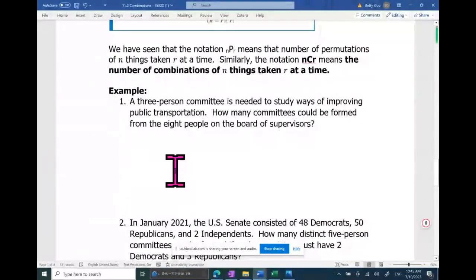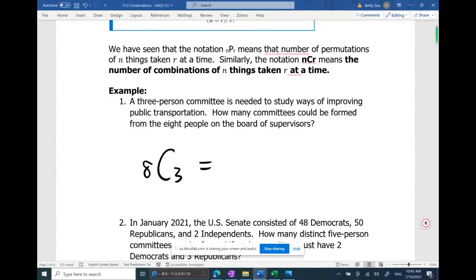Example: a 3-person committee is needed to study ways of improving public transportation. When you see committee, it probably is a combination, but read on. How many committees could be formed from the 8 people on the board of supervisors? Total people is 8. This is a combination problem.